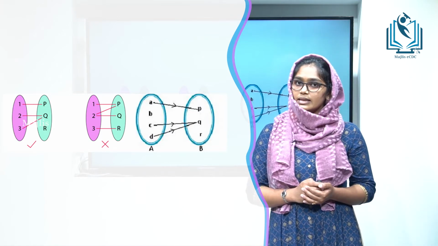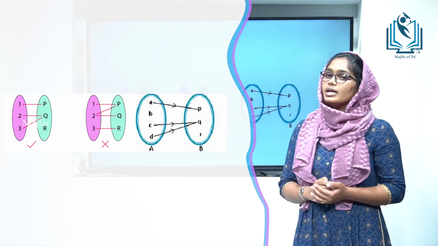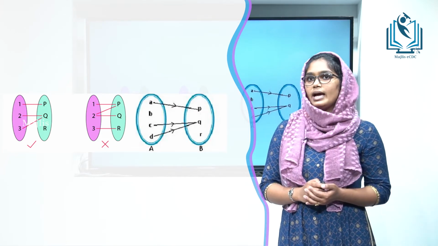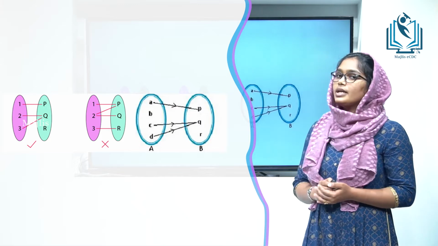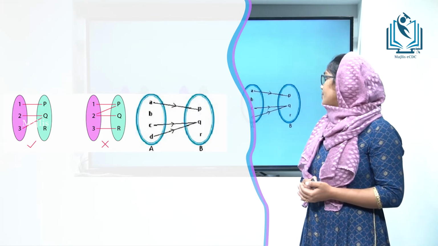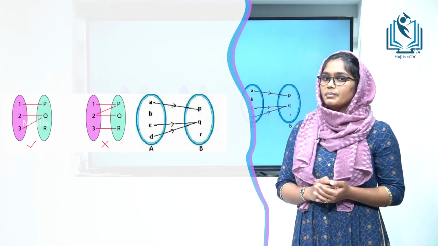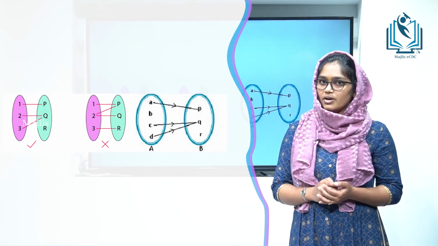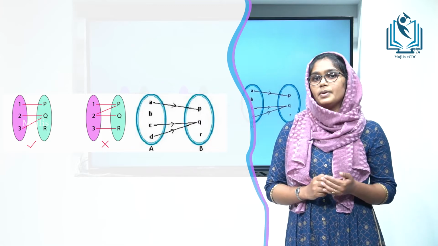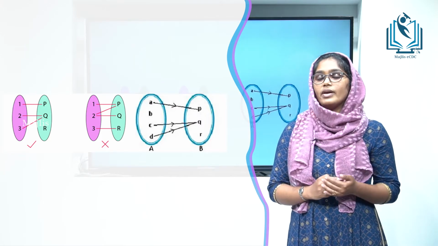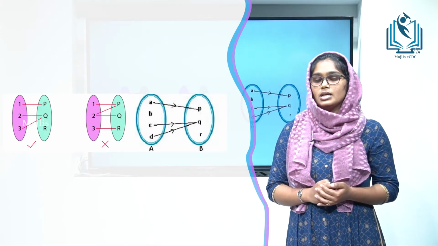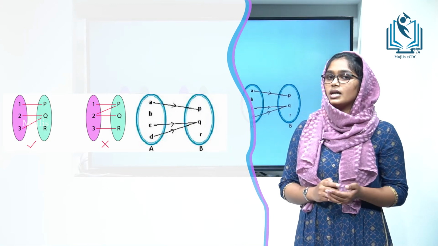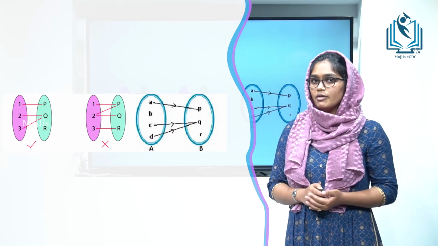Now, consider another example. Here, we take set A as A, B, C, D and set B as P, Q, R. Here, B has no image. The element B has no image. So, it is also not a function because to become a function, every element must have a unique image. So, the third one is not a function. Second and third ones are not functions. First one is a function.